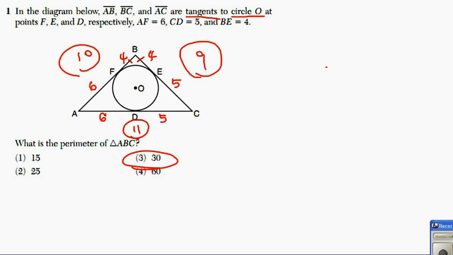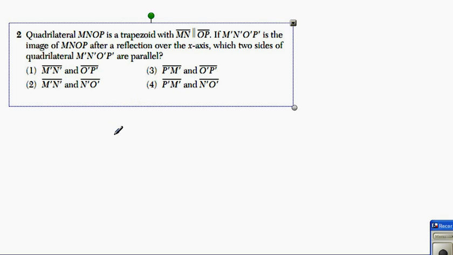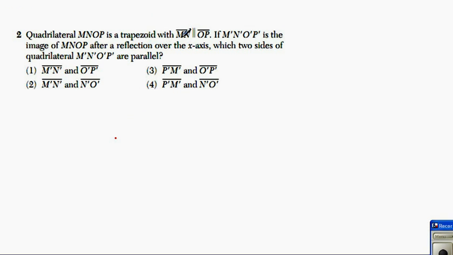All right, let us continue with number 2. Now here we have a trapezoid, where MN and OP are parallel. We have another image, which is after reflection over the x-axis. Which two sides of the quadrilateral are parallel? If the original one was a trapezoid, even after the reflection it would still be a trapezoid. In other words, MN, its image M prime N prime, and OP, meaning O prime P prime, will still be parallel to each other. Therefore, choice 1 is our answer.